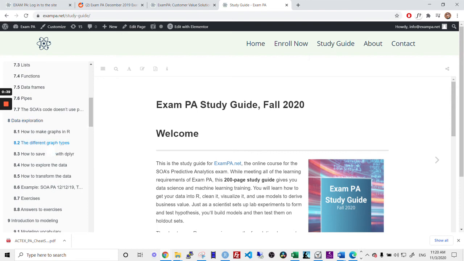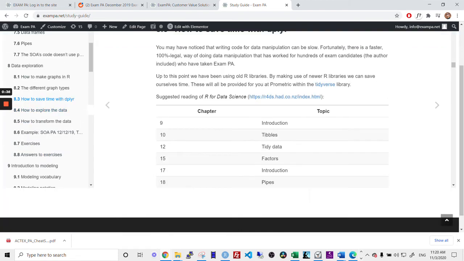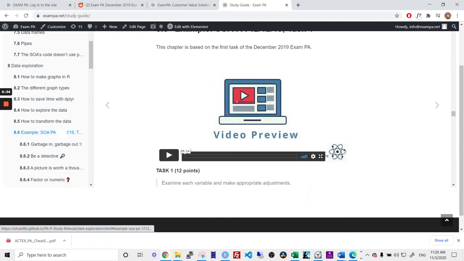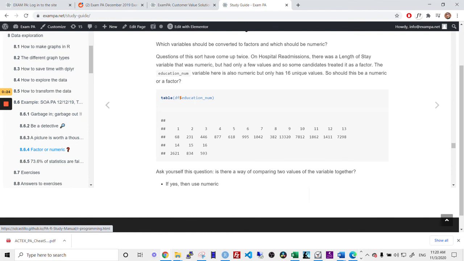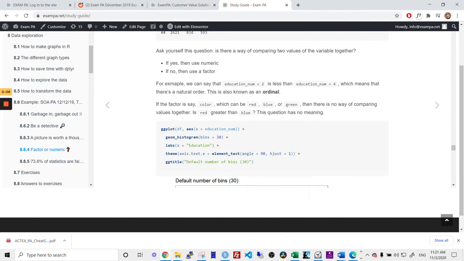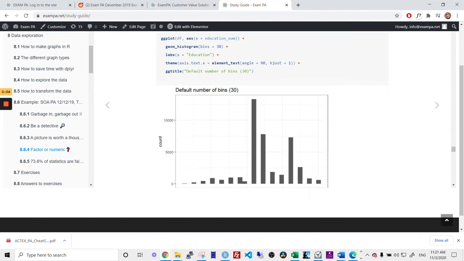So if you look in our study guide, we actually have a complete example of this problem that you can access for free. So if you go down to section 8.6.4, it says, which variables should be converted to factors and which should be numeric? Another question that you can look at is the hospital readmissions project, where there was a length of stay variable. Similar problem, similar concept. In this problem, though, I recommend that you use the numeric variable.